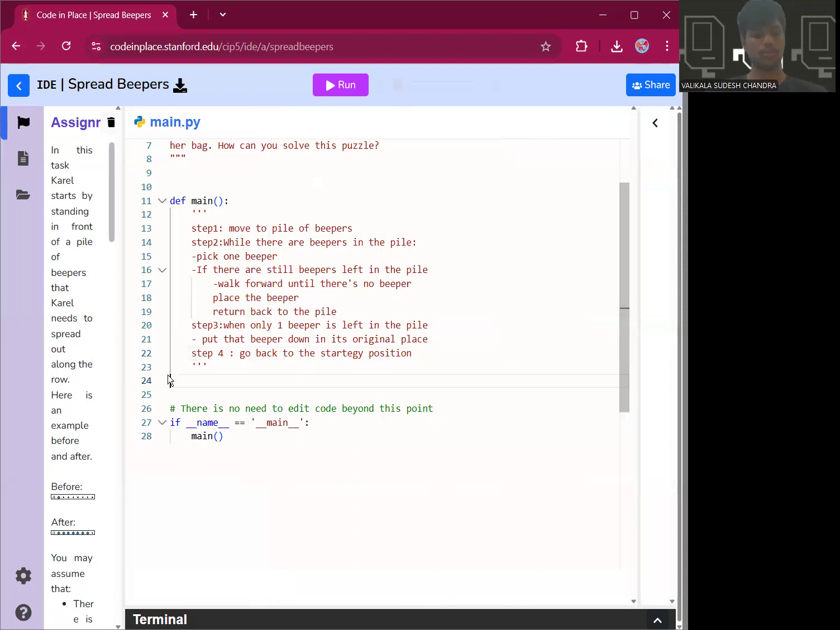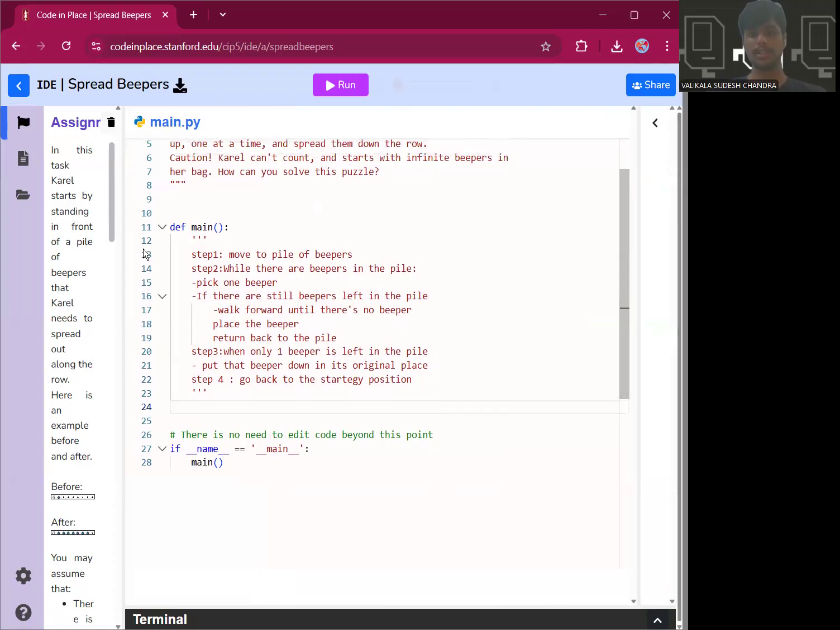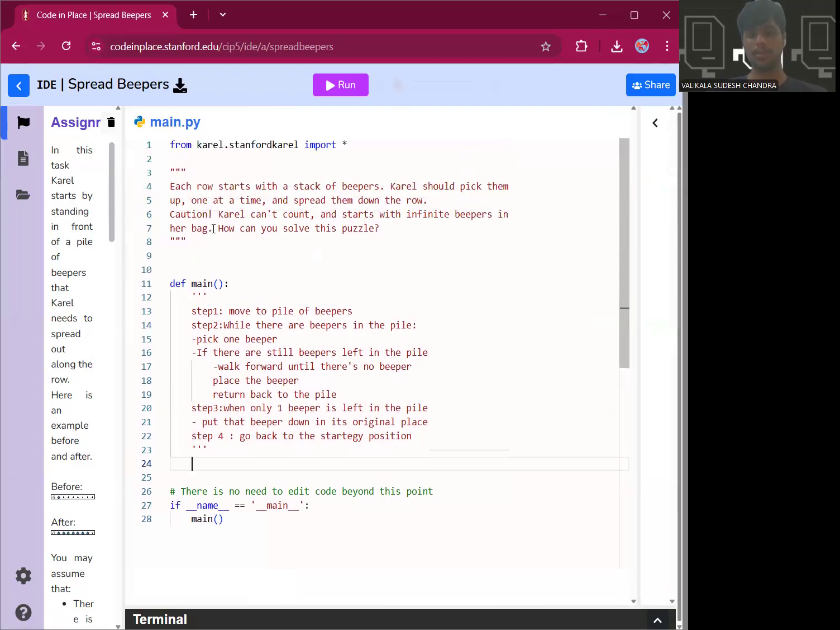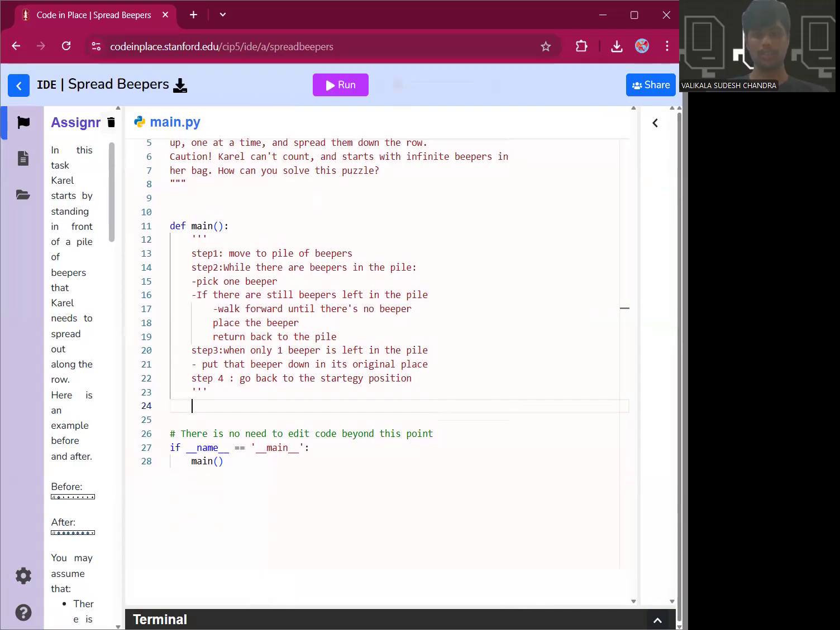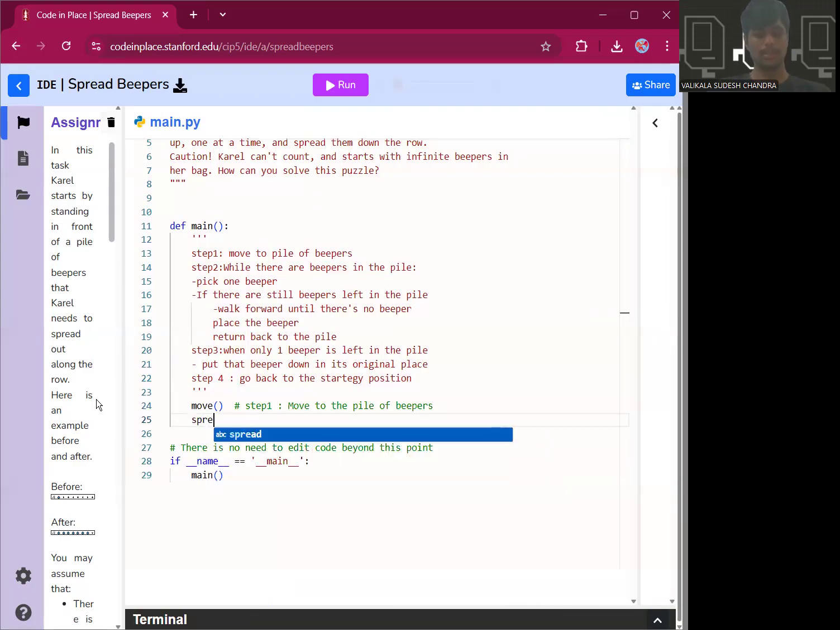So let's start by writing the code. Since we already know, we can import anything. So def main, we are writing in the main function. First we have to move to the pile of beepers, then spread.